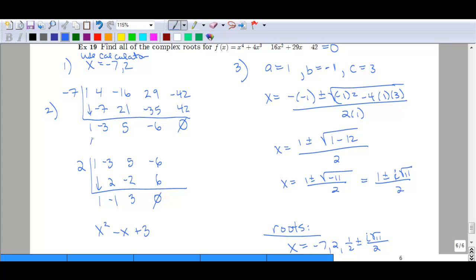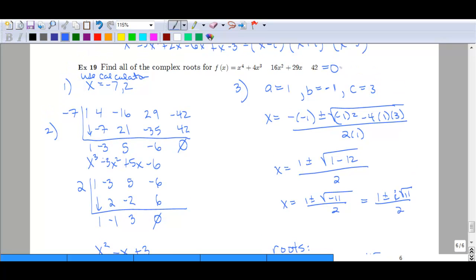First time through you would end up with x cubed minus 3x squared plus 5x, and minus 6, and then you'd repeat the process and you'd end up with x squared minus x plus 3 as your quadratic factor. So again, up here what this is saying is that we could factor this into x plus 7, x minus 2, and then x squared minus x plus 3. The x squared minus x plus 3 does not factor. We need to use the quadratic formula.